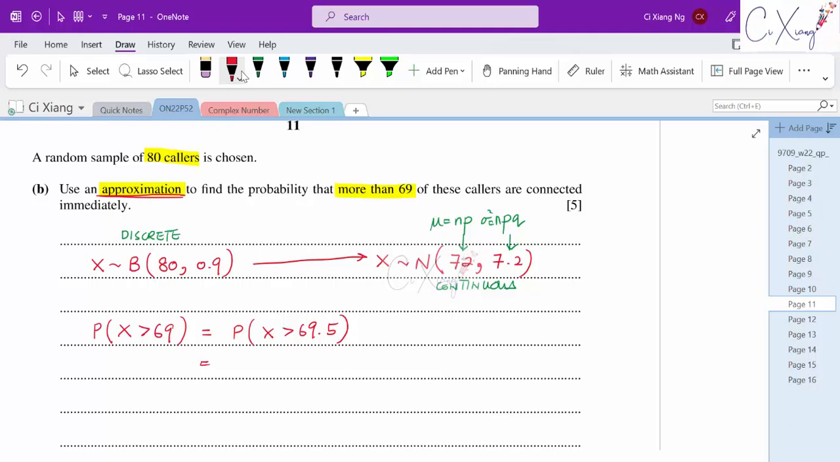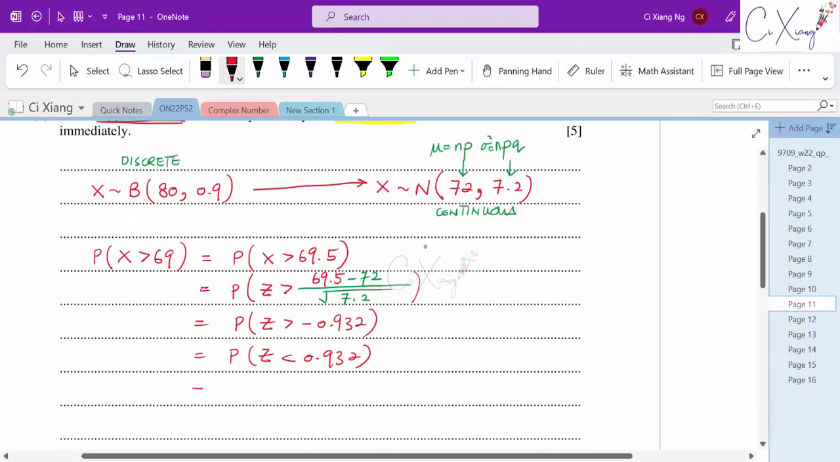After the continuity correction, before we can calculate the probability, we have to standardize x to become z, where I'm having 69.5 minus the mean that we calculated just now, 72, divided by the standard deviation. 7.2 is the variance, so I need to take the square root of 7.2 to get the standard deviation. This is the process of standardization. Get the value for z to 3 decimal places, which is negative 0.932. This area is the same as z smaller than 0.932.